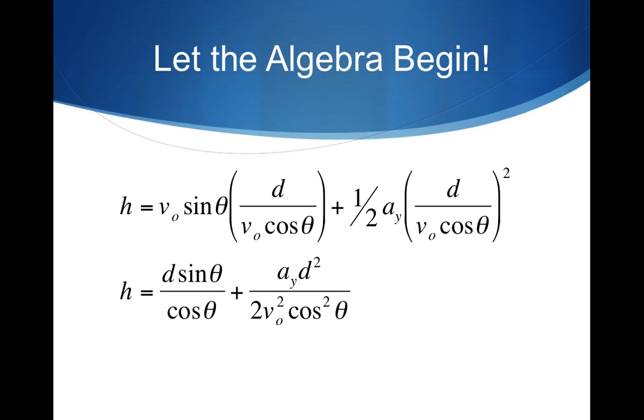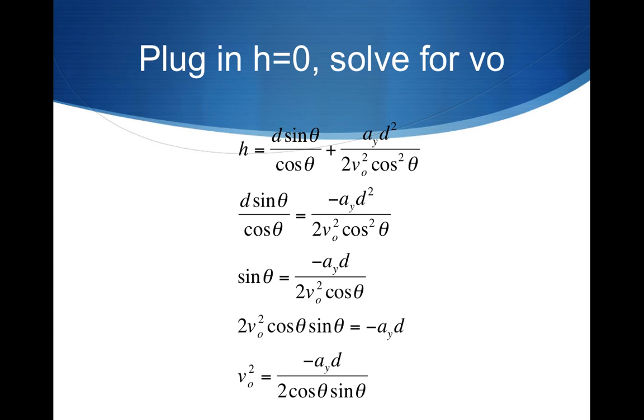Okay, so let's let the algebra begin. We can cancel the v0s from the first term and then combine, and we can square all the things in the square for the second term and then simplify a little bit. So that's what we get in the bottom equation. Now let's plug in 0 for h and solve.